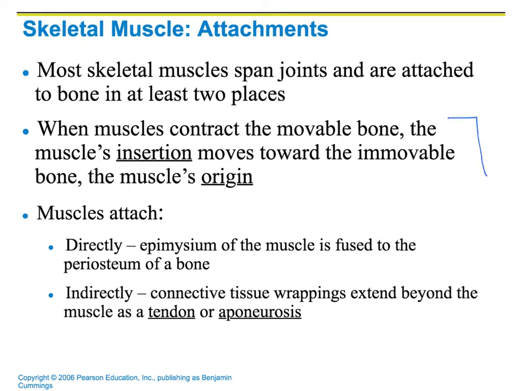This was discussed when we discussed joints. The insertion moves toward the origin. Here's our tendon, which is an indirect connection. The muscle becomes a tendon. The tendon attaches to the bone. This gives some protection to the muscle. The tendon is sturdier than a muscle and is not as likely to tear. There are some cases of direct attachment, again, but this is usually rare, as a tendon is going to allow that muscle to be protected.